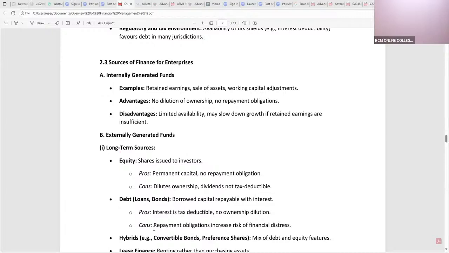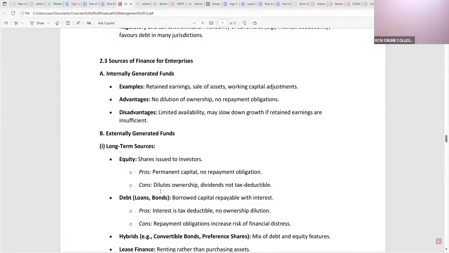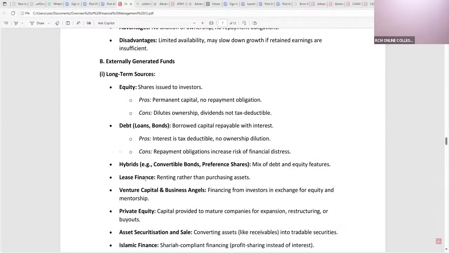Disadvantages: repayment. For those of you, ladies and gentlemen, who have loans, you can cry with me because I also have loans. I believe in loans. I can't operate without loans. But whenever it comes to repayment, there's that mountain that you have to climb. There is a high risk that you may easily become financially distressed. And then, of course, we have what we call the hybrids, e.g., convertible bonds.